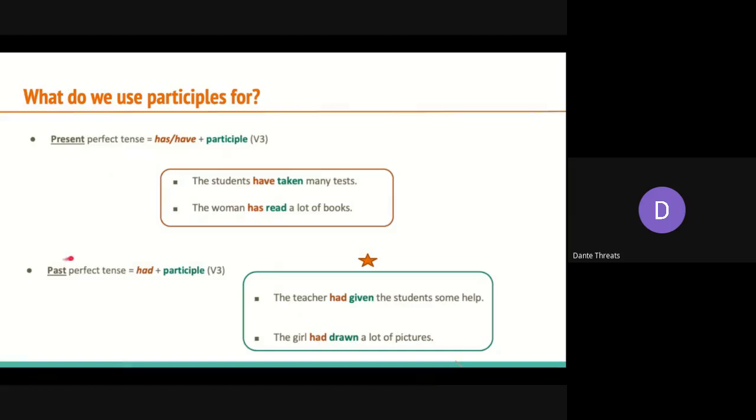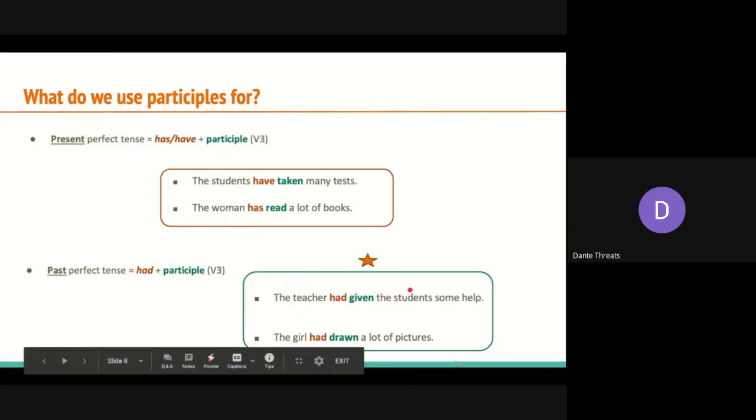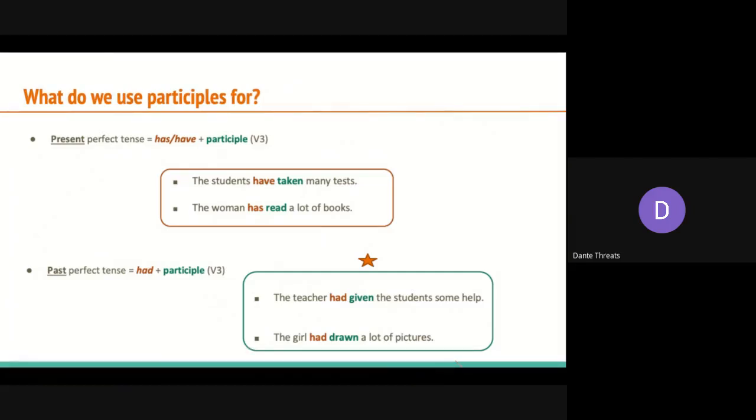If we look at the past perfect tense, we use the past tense of have and the participle, right? The teacher had given the students some help. The girl had drawn a lot of pictures. Okay. So we've already learned how to use the present perfect tense. And now we are going to learn how to use the past perfect tense.